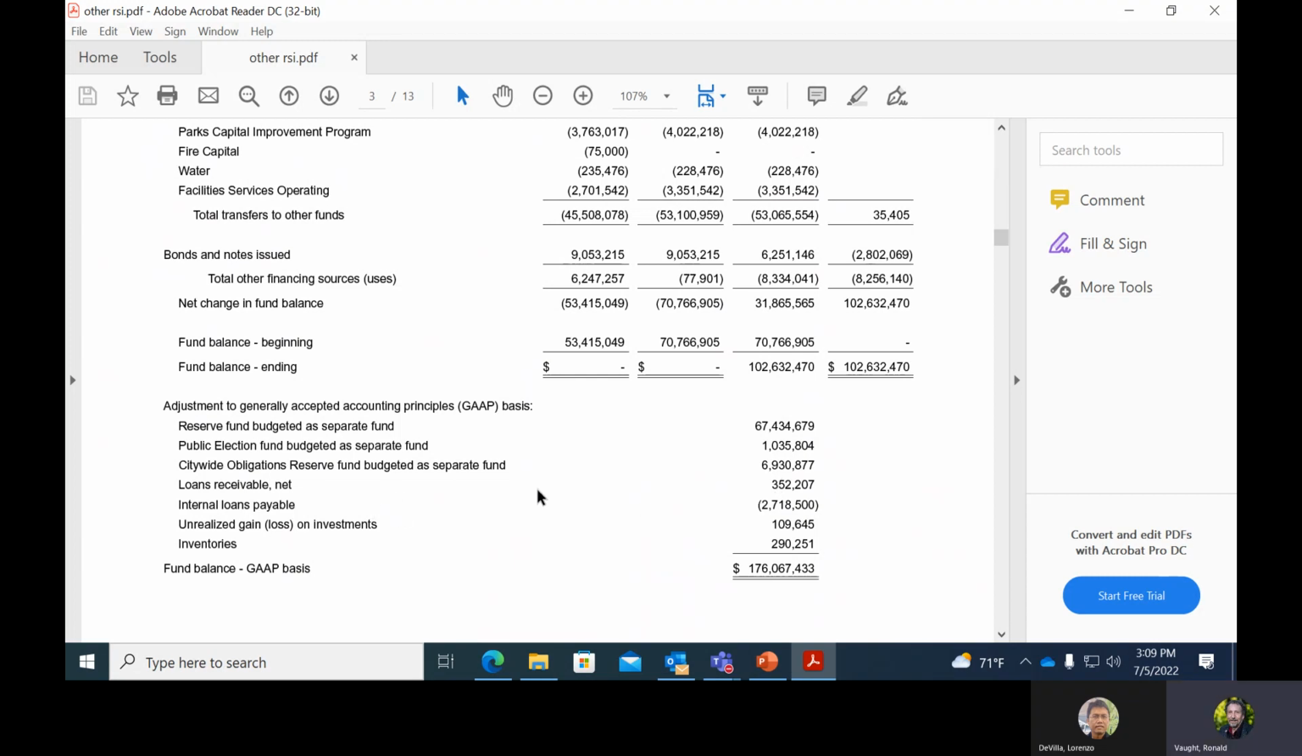Internal loans are another one of the weird things. For GAAP basis, if you are loaning somebody money, another fund money, you're debiting internal loan receivable and crediting cash. But for budgetary basis, we record it as an other financing use.